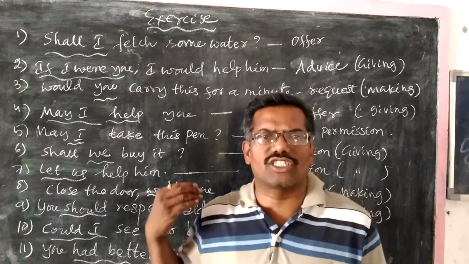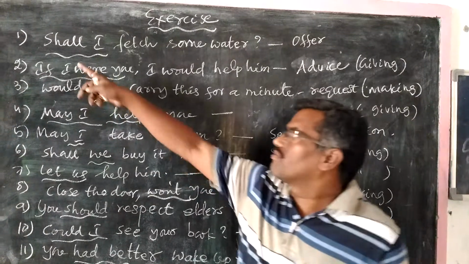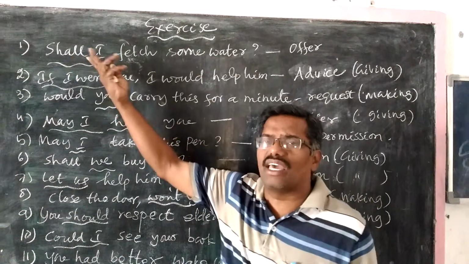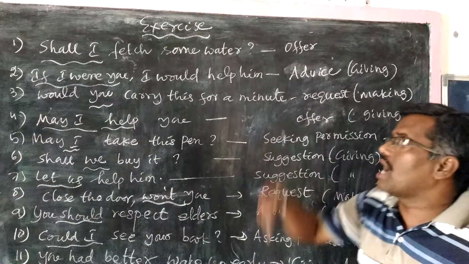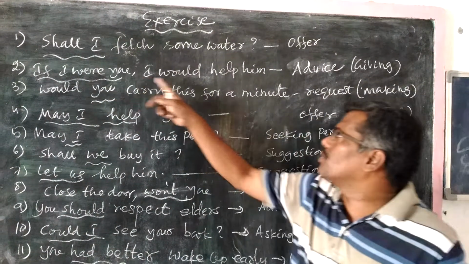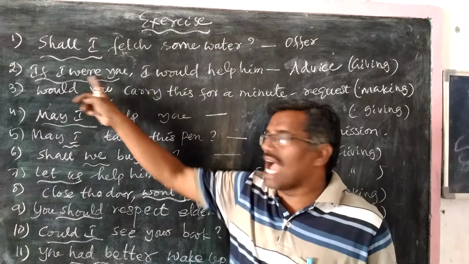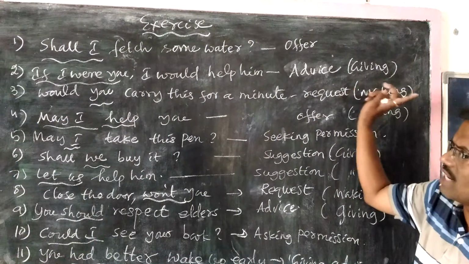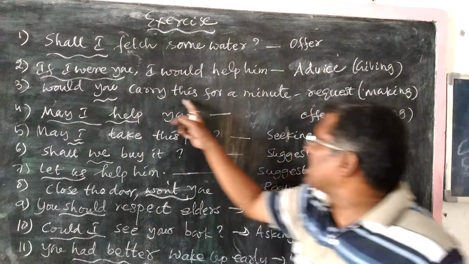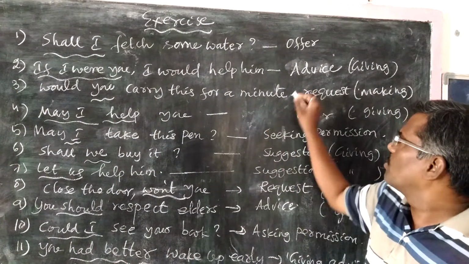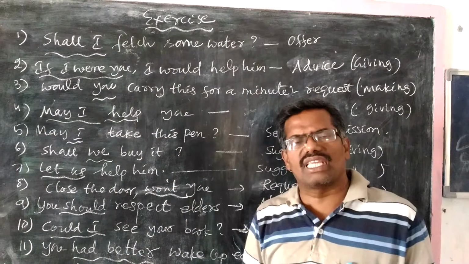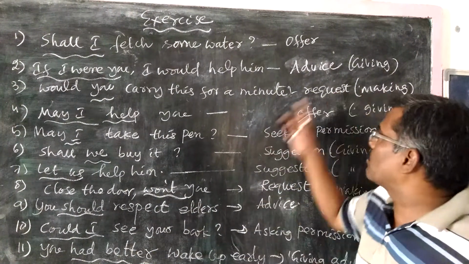Well, now let us do the exercise. First one, shall I fetch some water? Whenever shall I is there, we can say that it is an offer. If I were you, I would help him. If I were you is there, as said previously, it is giving advice. Would you carry this for a minute? Whenever you is there, we can easily know that it is a request.